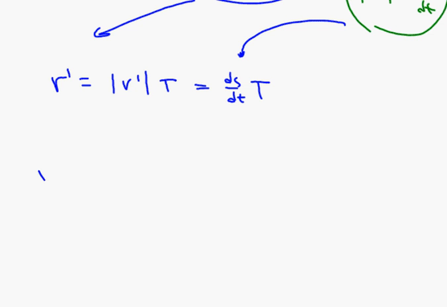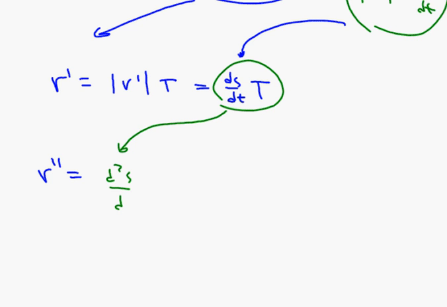What I'd like to do now is get an expression for r double prime. So we're going to look right here at this thing and take the derivative of that. I guess we could think of it like we could do a product rule, for example. You can kind of see the direction I'm heading in. So far now I have an expression for r prime and r double prime, right?